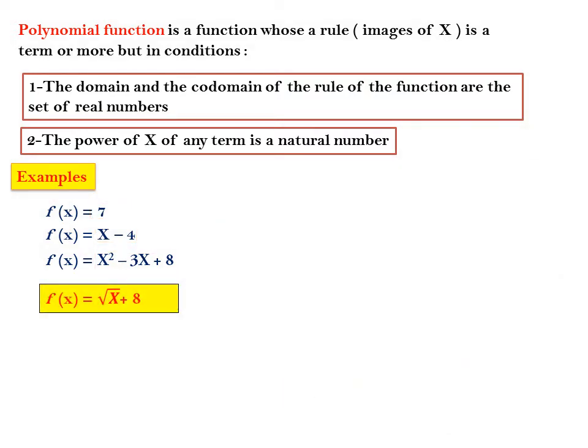Another example, f of x equals root of x plus 8. Now, if we apply the conditions of the polynomial function, we will find that we can't replace x by any negative number. We can't find the result of any negative number under the root.